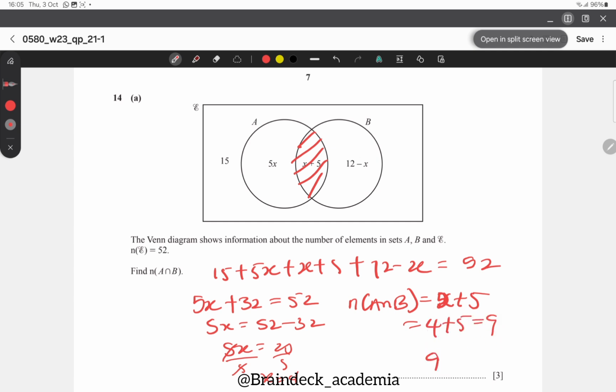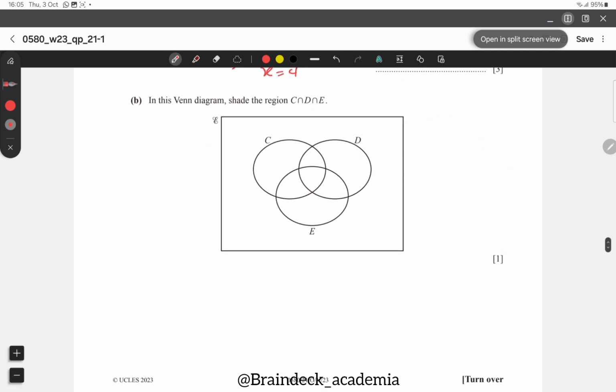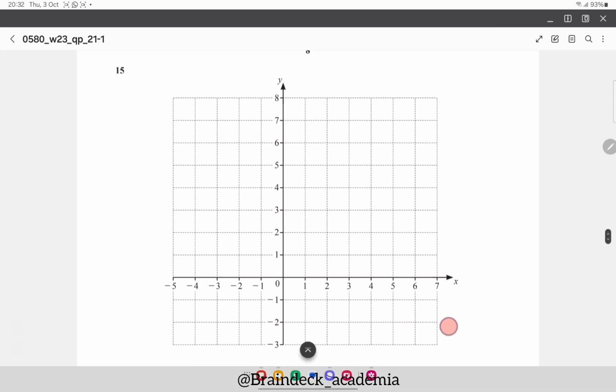All right, number 14. They say in the Venn diagram, shade the region C intersection D intersection E. It's just here. This is the part.